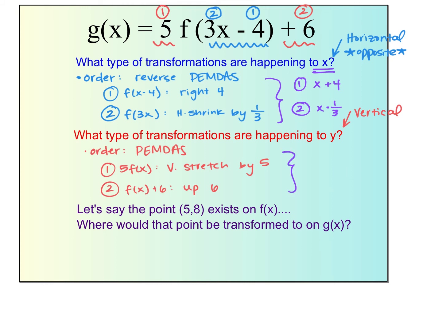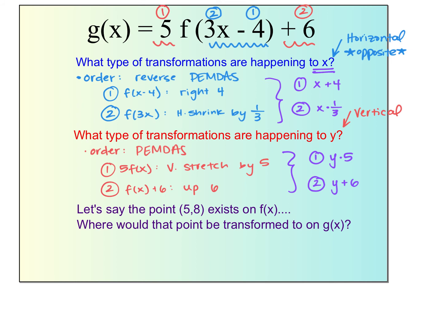For my y coordinates, I'm going to follow PEMDAS order. So first, I'm going to stretch it by a factor of 5. All vertical transformations are going to affect the y coordinate. So the y value is going to be stretched or multiplied by a factor of 5. Then I need to move it up 6. So I'm going to increase it even more, this time by adding 6.